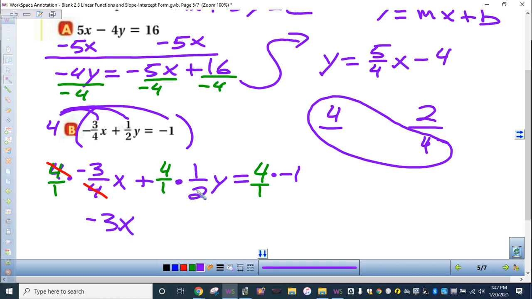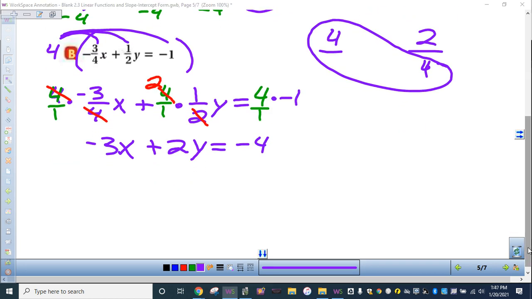So again, I can do the same thing here. 2 divides into 4 2 times. 2 times 1 is 2, so I have plus 2y. 4 times negative 1 is negative 4. So now all we did is get rid of the fractions. Now we can get it into slope-intercept form.